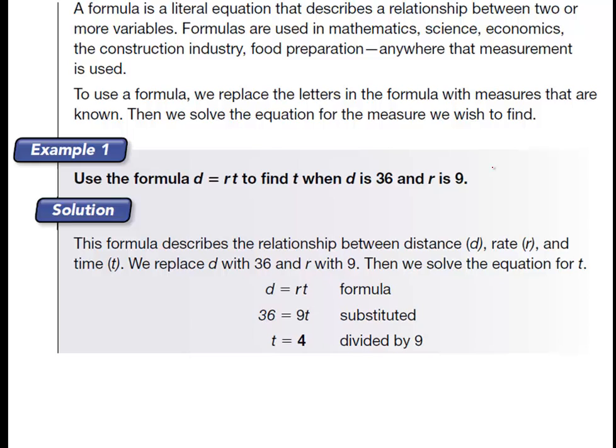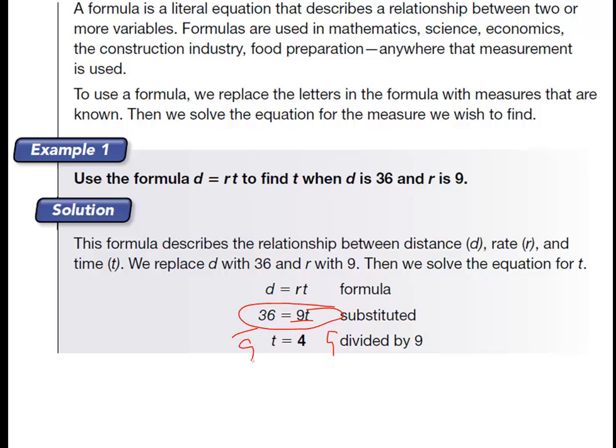So to use a formula, we replace the letters in the formula with measures that we know or numbers that we're aware of, and then we solve the equation. So in this example, we're going to use the formula of distance equals rate times time, or D equals RT, to find out when distance is 36 and you're moving at the rate of 9, how much time would it take you? So we replace the D with a 36 and we replace the R with a 9, and then we just divide by 9, and isolate our T and end up with T equals 4.